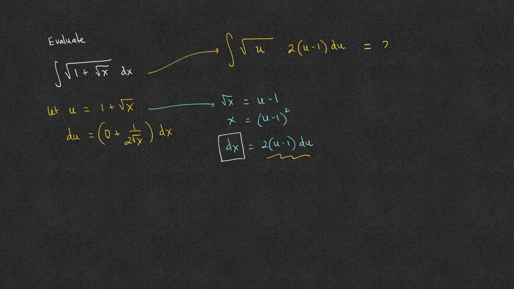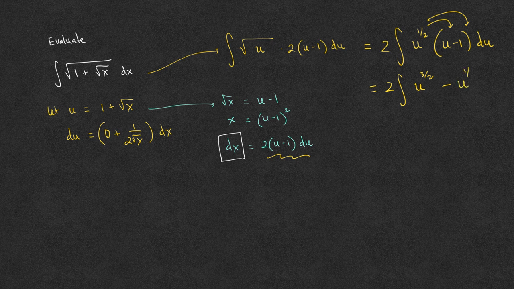We bring out the 2 to the front of the integral sign and rewrite the square root of u as u to the 1/2 power. We still have a factor of u minus 1, and then du. In order to use the power rule, we still need to rewrite it further by distributing u to the 1/2. U to the 1/2 times u is u to the 3/2. U to the 1/2 times 1 is u to the 1/2. And we can find the antiderivatives of the terms individually.